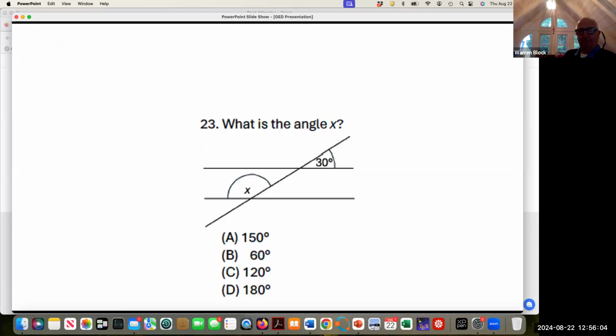Next one, unless there's questions. Okay, a little bit of geometry here. Is X going to be bigger than 30 or smaller than 30? And alternate interior, what is this? Well, it's 150. So it's bigger. How much bigger? It's got to add up to 180. So you have to teach some geometry there about parallel lines.